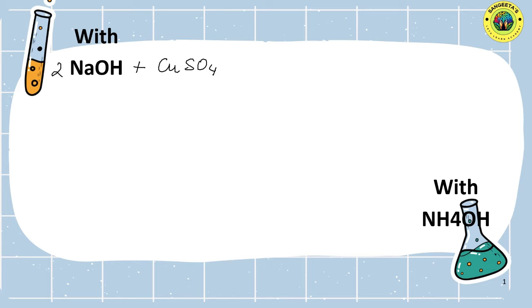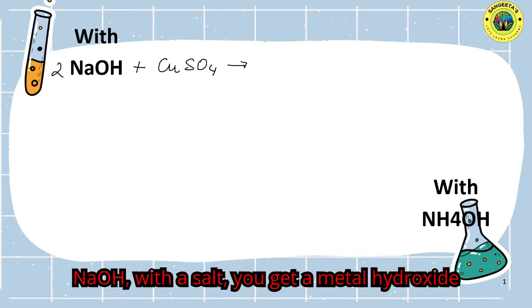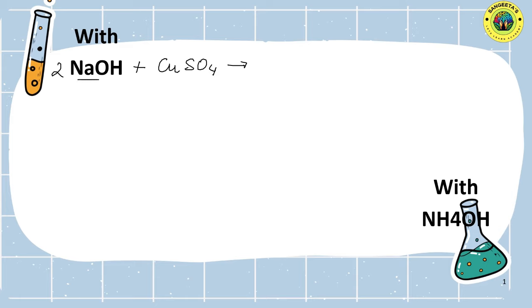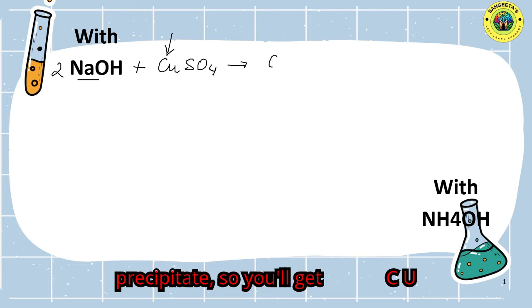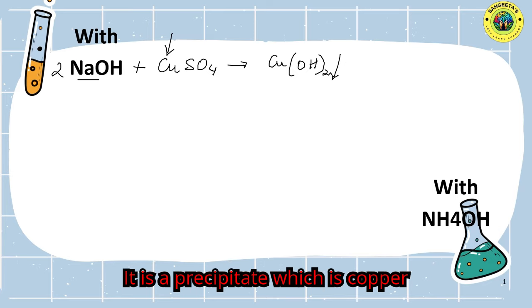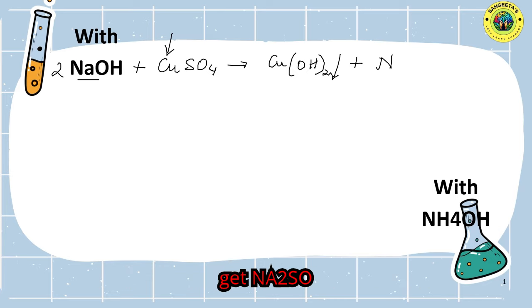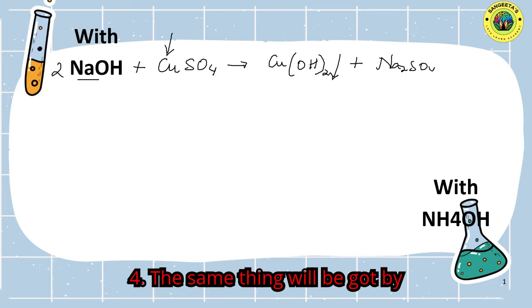CuSO4. To NaOH, you will get a precipitate. Whenever you have NaOH, a metal hydroxide, and a salt, you get a metal hydroxide precipitate. So you'll get Cu(OH)2, a precipitate, which is copper hydroxide, which is pale blue, and you'll get Na2SO4.